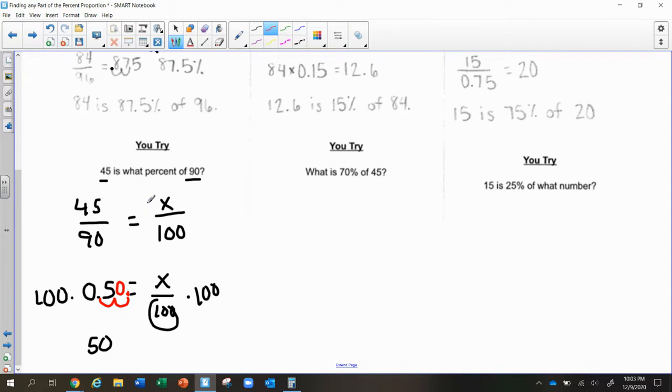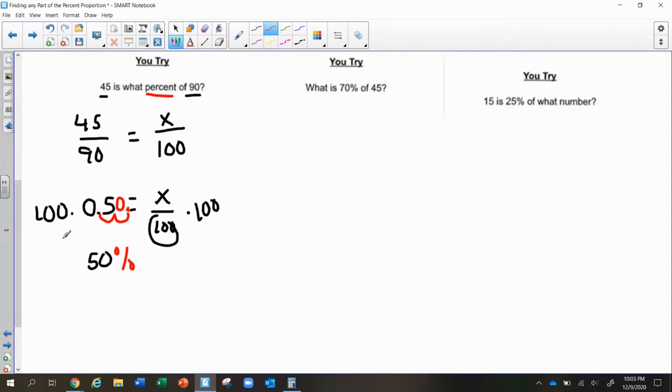So 50, and my answer is a percent. So my answer is 50%. So 45 is 50% of 90. That makes sense because 45 is half of 90.